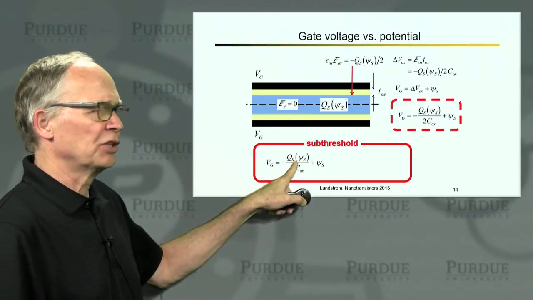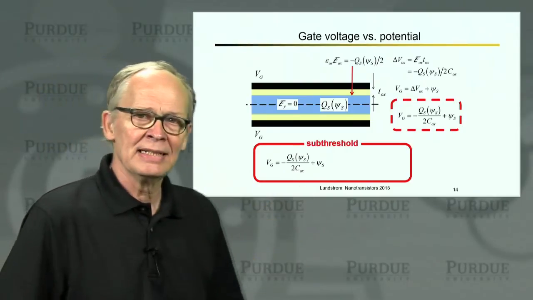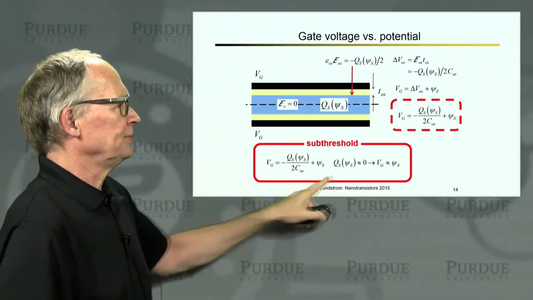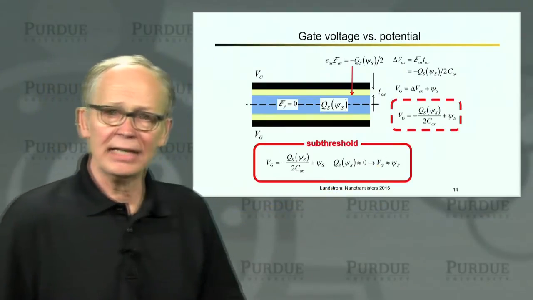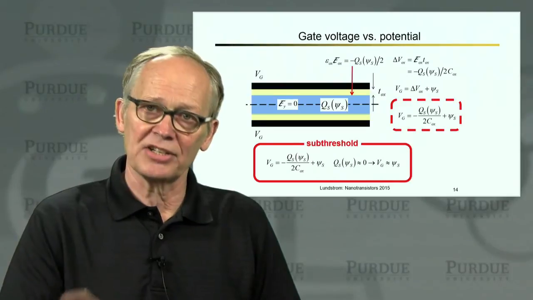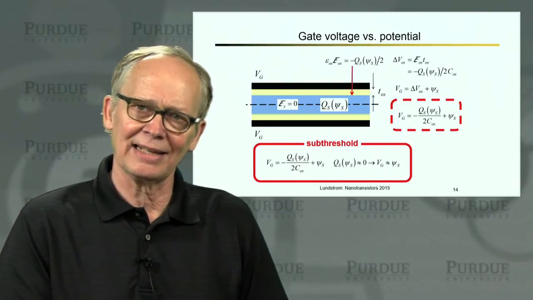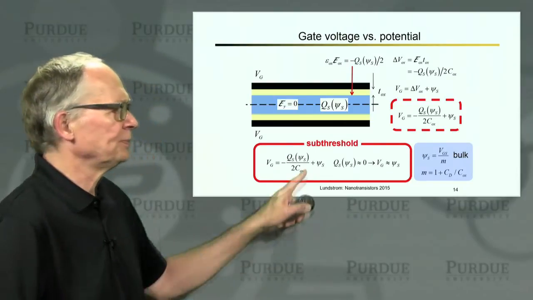In subthreshold, the charge is negligible. So this first term is negligible. And that means that if I have negligible charge there, the gate voltage is equal to the surface potential. So when I change the gate voltage, I change the surface potential by exactly the same amount. That is a little bit different than we had in the bulk.